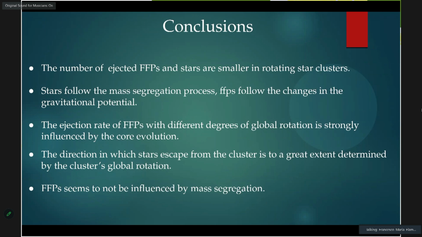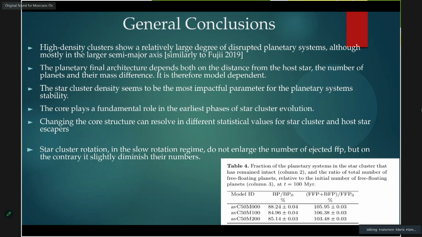I give here the conclusions, and we give you general conclusions about all of the stuff that I just talked about. We have that high density star clusters are the ones mostly responsible for the ejection of planetary systems. The planetary architecture is very important, and multiple planetary systems have a very different scenario compared to single planetary systems. The core plays a fundamental role because there are different early phases of the evolution of the star cluster. We didn't see it in detail, but as you have seen, there is this particular change, and the core structure has very different values in the escapers.